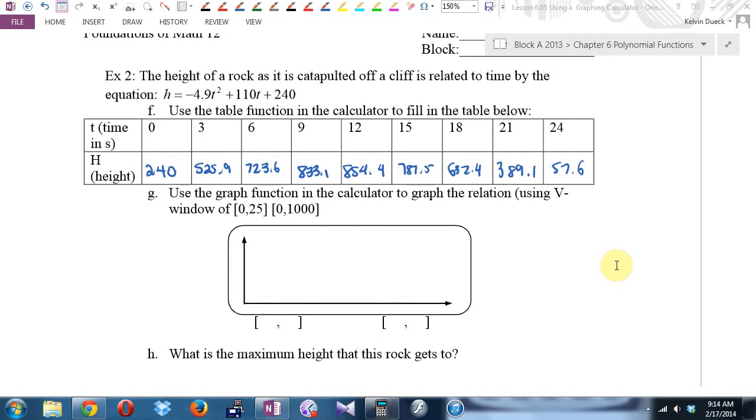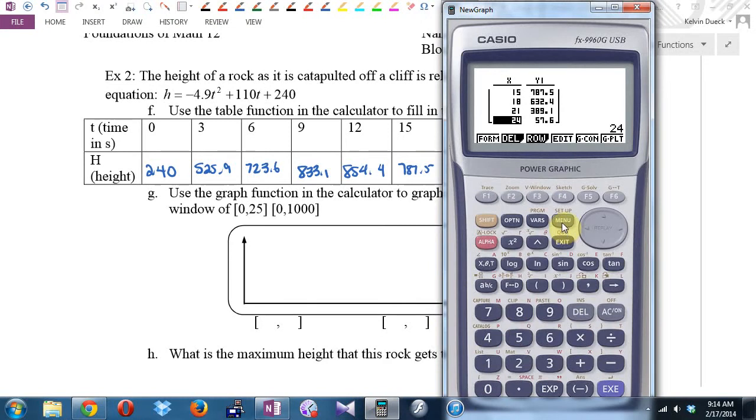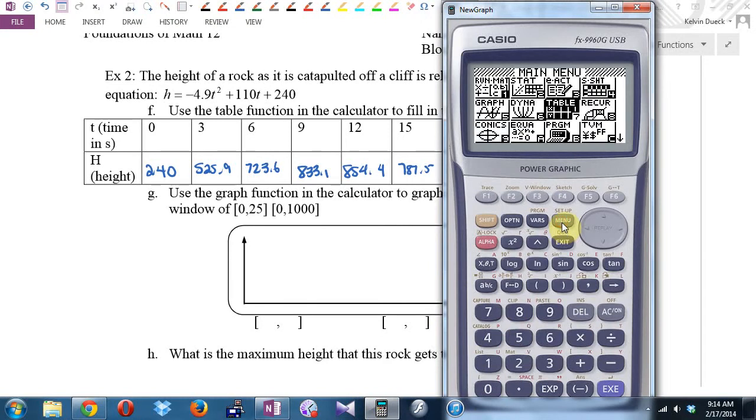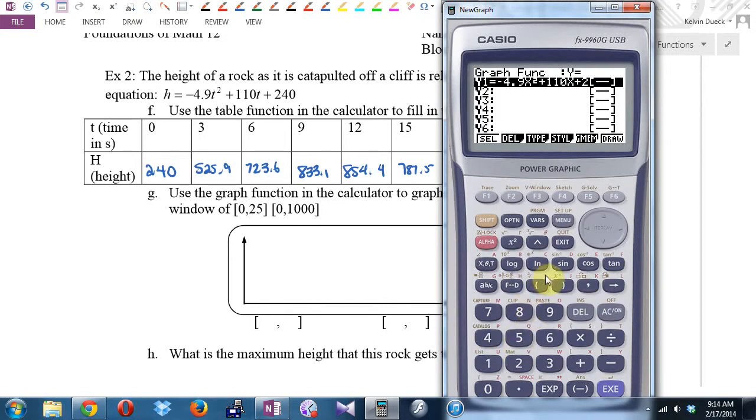We're going to use the graph function, but we're going to go from 0 to 25 and from 0 to 1,000. So get out of your table. You're going to hit Menu, Graph, which for me is option 5. I think for you guys is option 3.